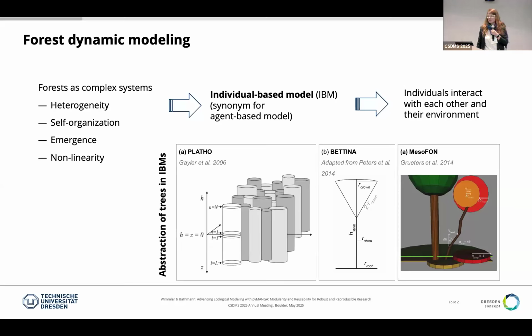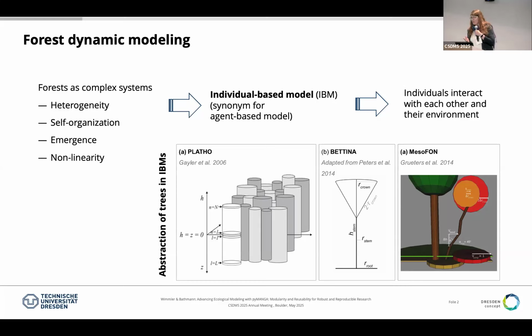Now it's working. To understand how PyManga approaches forest modeling, it helps to first look at the nature of forests themselves. Forests are complex adaptive systems made up of individual trees that interact with each other, but also with their environment. These interactions are usually non-linear, species-specific, and also spatially explicit. Trees compete, for example, for light, water, and nutrients. They grow, die, and regenerate. All of these processes are influenced by the climate, by disturbances, but also by site conditions. So to capture these dynamics, individual-based modeling seems to be a natural choice.